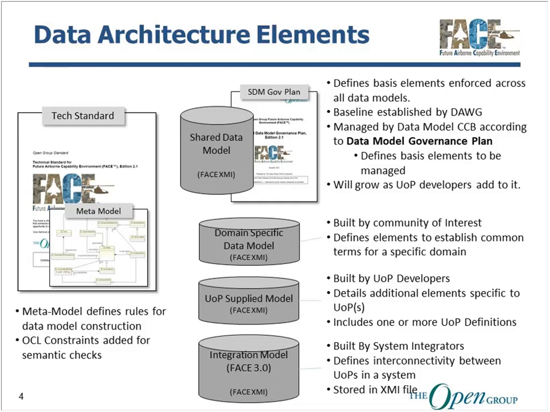As I mentioned, the UoP model is built by developers of a UoP. It's going to extend either the shared data model or the domain-specific data model or both with things that are not contained there, so that everything to be able to use your UoP resides in that model. And finally, introduced in phase 3.0, there's something called an integration model. This is not required. But it does define ways to describe the connectivity between UoPs and some of the key elements of transport services like transformations and aggregations, data marshaling and unmarshaling and those kinds of things can be described with an integration model.